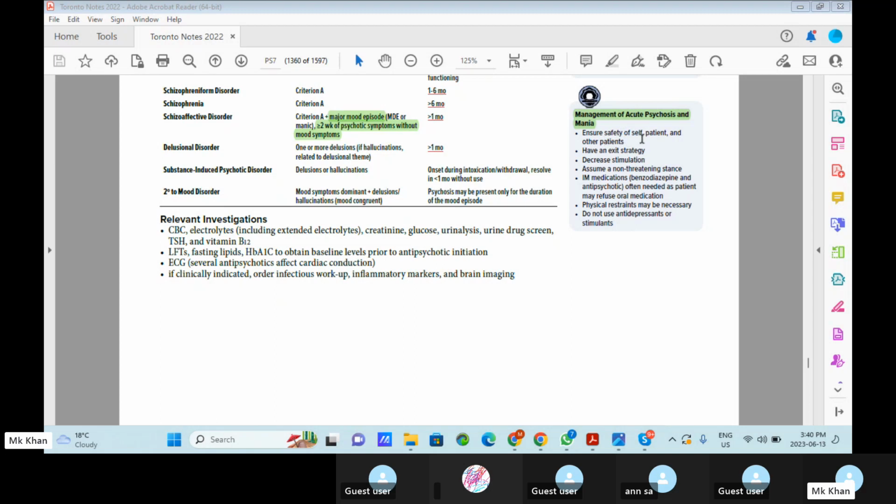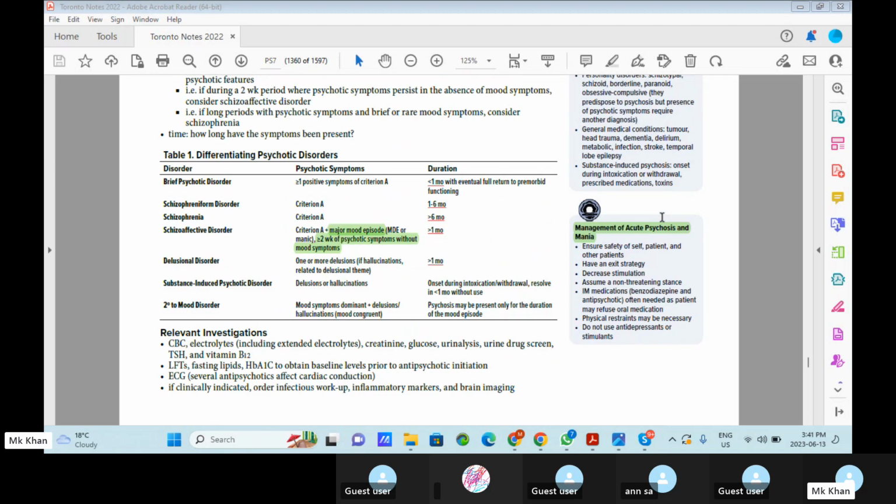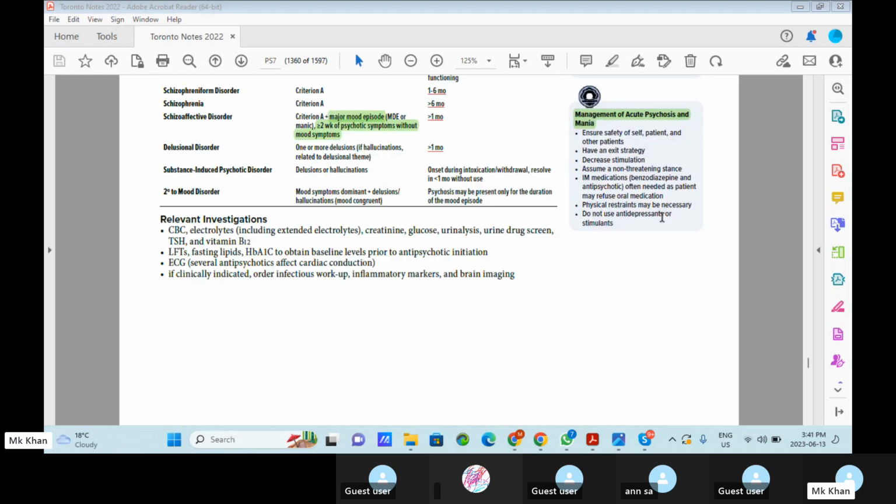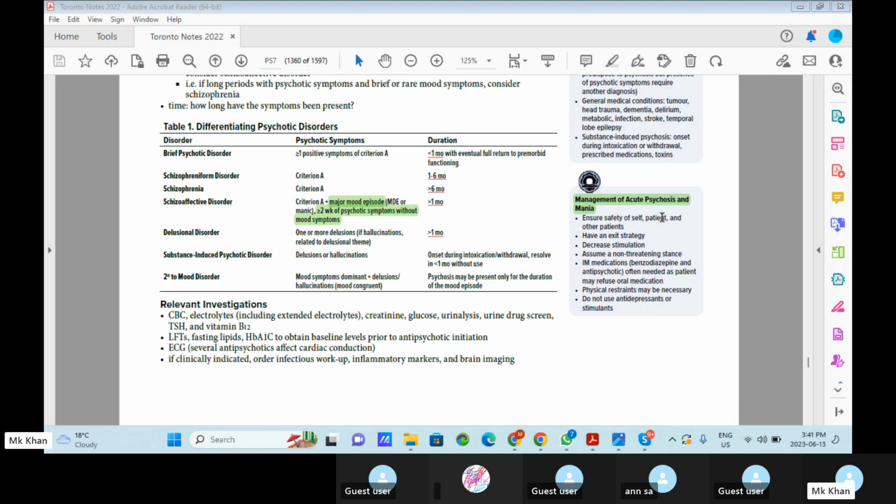The first thing is ensure safety of the patient. The second thing is have an exit strategy. And then the third thing is decrease stimulation. And then the fourth thing is assume a non-threatening stance. And then even the medications come after 3, 4 things. And then the physical restraints and all those are kind of last. So this is basically all the psychotic disorders.